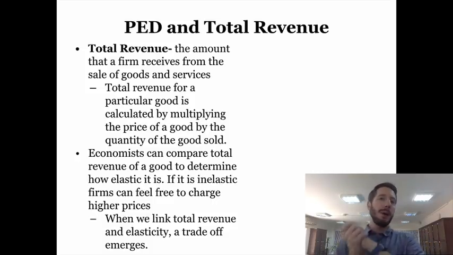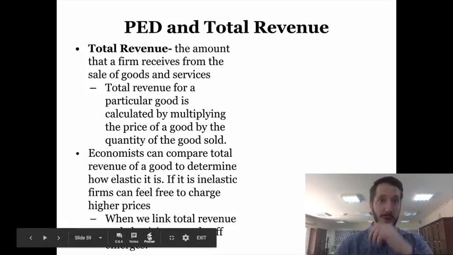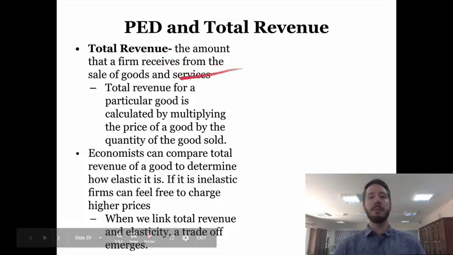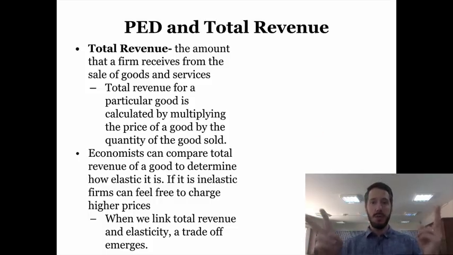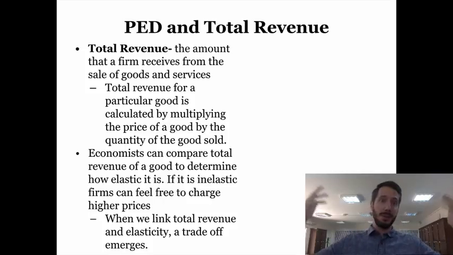So let's talk about total revenue, price elasticity of demand, and total revenue. Total revenue is the amount that a business, a firm, receives from the sale of goods and services. How do you determine total revenue? You take the price of the good and multiply it by the quantity of that good. So if I'm selling cookies and I'm charging 2 JD per cookie and I sell 2, multiply them, I've made 4. My total revenue is 4.